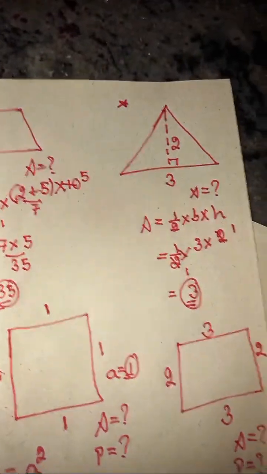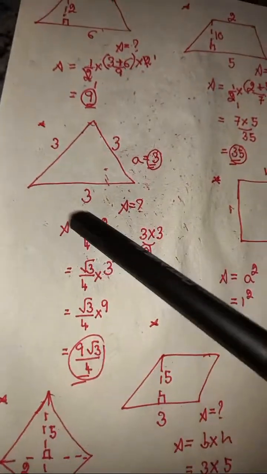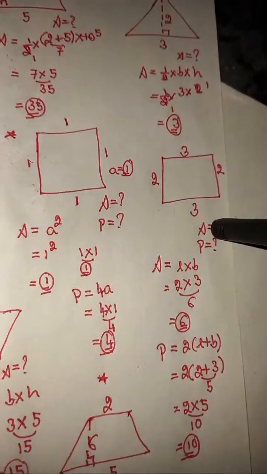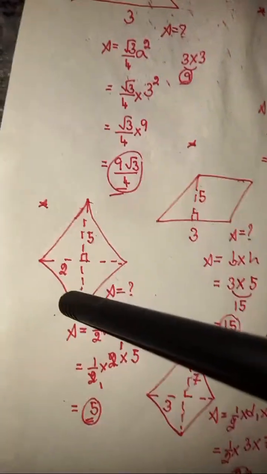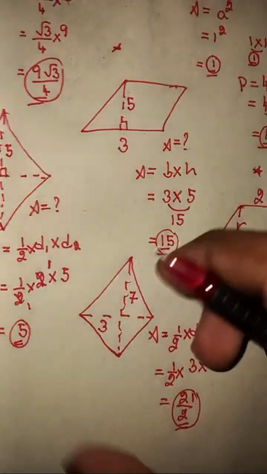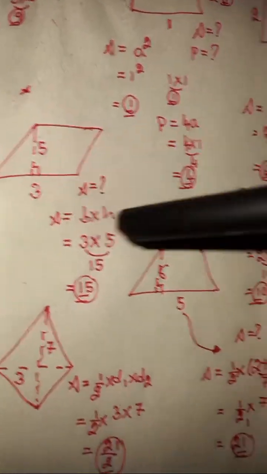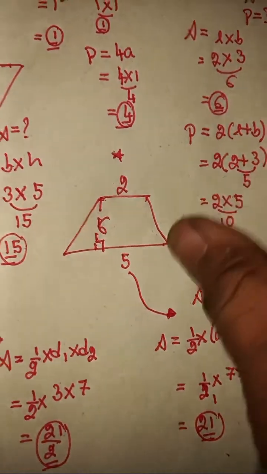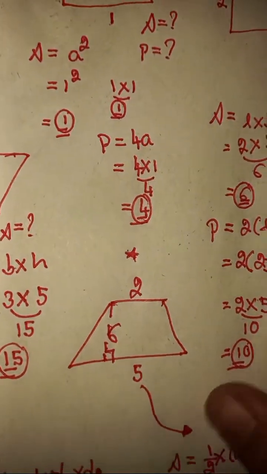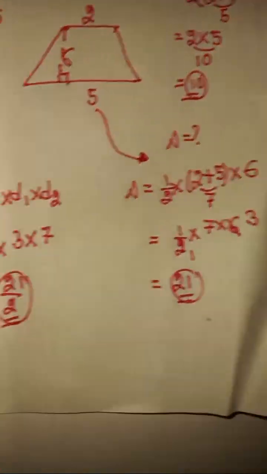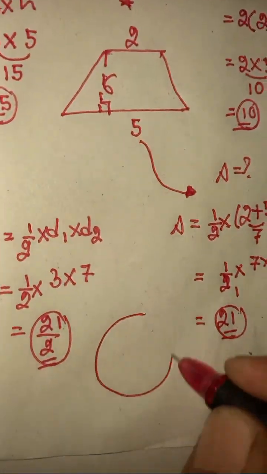So I told about all of that: triangle, equilateral triangle, square, rectangle, and this one is a rhombus, this is a kite, this is a parallelogram, and this is a trapezium. I will keep on continuing more and more in the next live streams, and at last I tell about this circle.